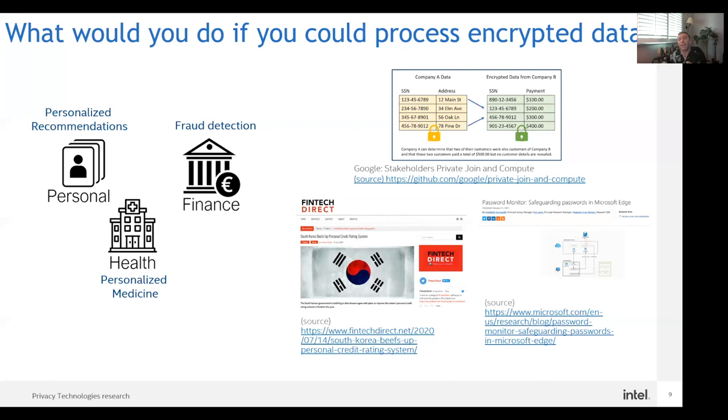And this is the third case, where by increasing in a privacy-preserving way the data set from which you draw insights, you can actually increase the expected value of the insights while preserving privacy. So there are all good things that come.